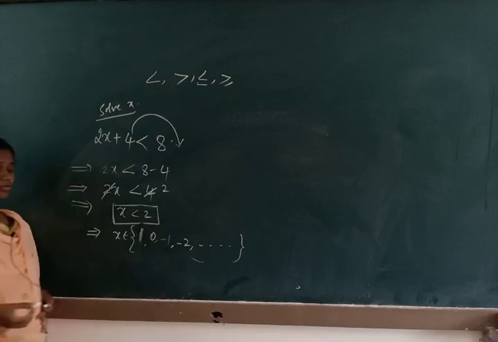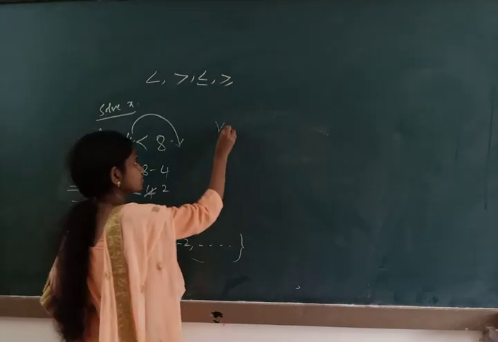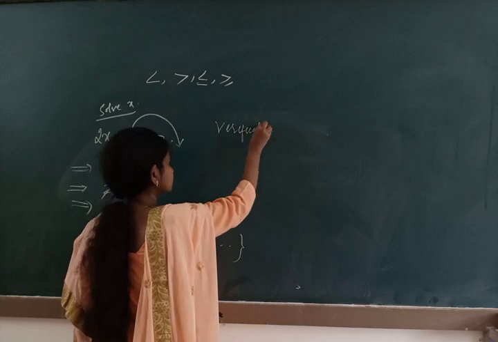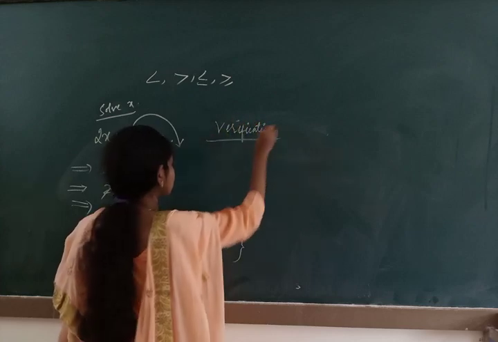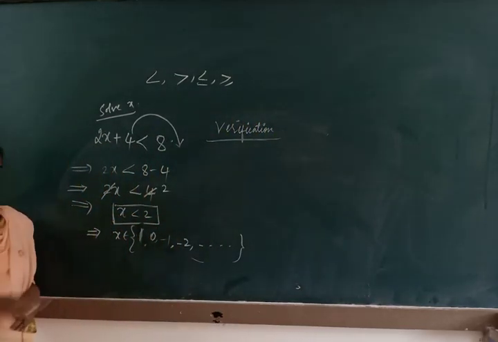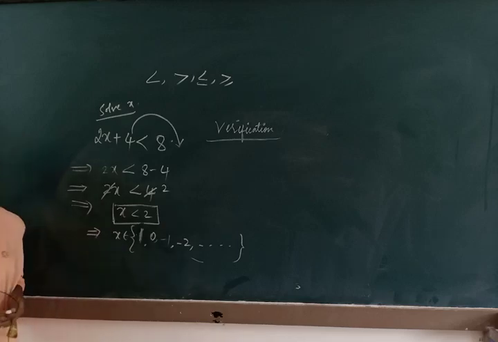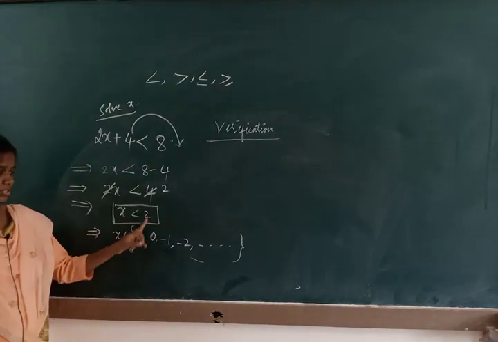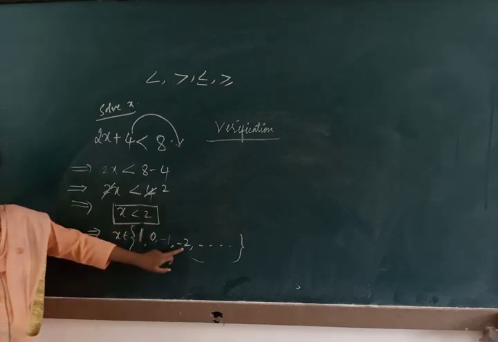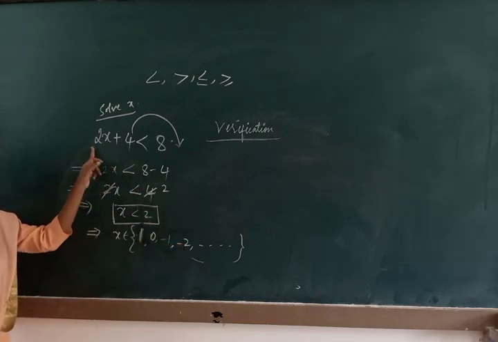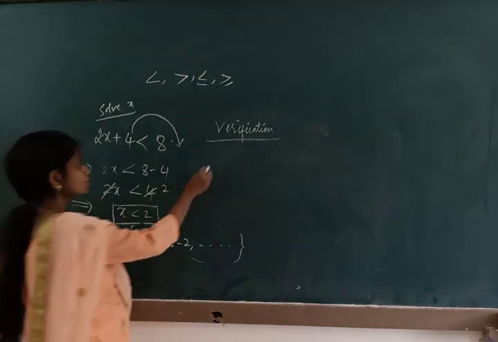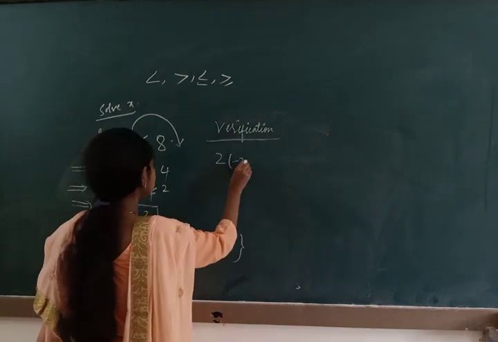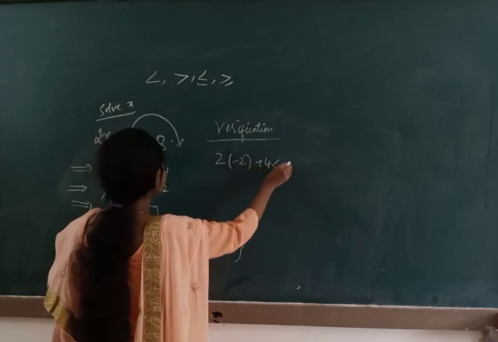We will have verification again. Any value you choose from this, because I said x value should be lesser than 2, so I have written these values. 1 is lesser than 2, 0 is lesser than 2, minus 1. Now I will choose minus 2 as my number and substitute in this inequality: 2 into the x value I have taken, minus 2, plus 4 lesser than 8.